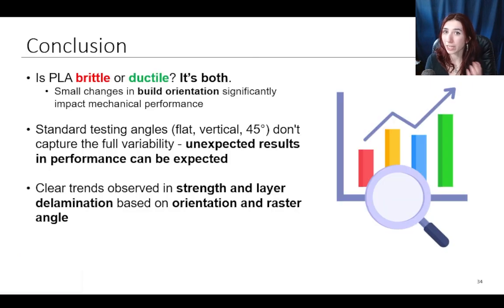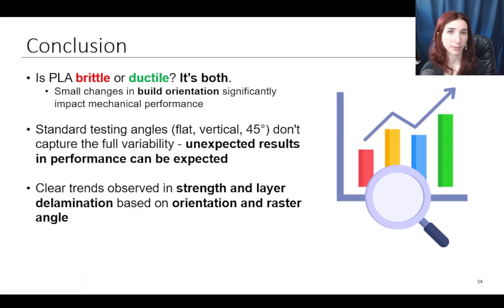In conclusion, is PLA brittle or ductile? Well, clearly, we've seen that based on process parameters, it can actually be both. Small changes in build orientation and even raster angle significantly impacted mechanical performance. Standard testing angles, like those we see in datasheets, such as flat, vertical, and 45 degrees, don't capture the full variability. Unexpected results in performance can be expected.